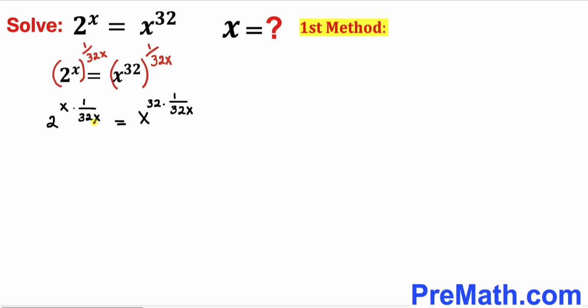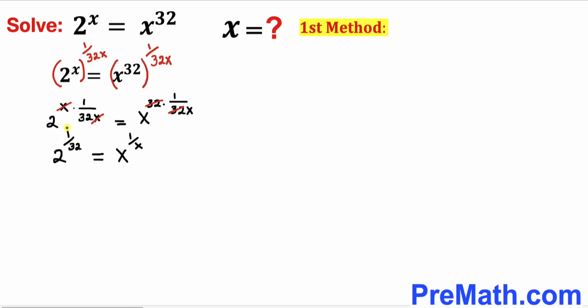And now we can see this x and x is gone. Likewise, this 32 and 32 is gone as well. So on the left hand side we end up with 2^(1/32), which is going to be equal to, on the right hand side, x^(1/x).